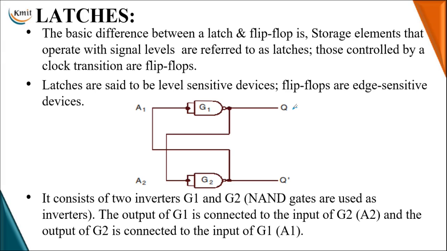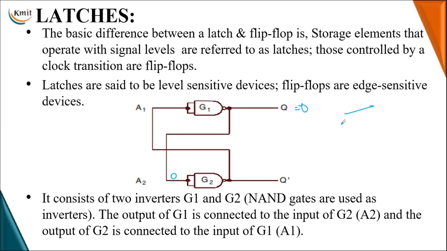If Q is 0, which I consider as the present state or the present output, then since the output of G2 is connected as the input of G1, and Q is 0, the A2 input becomes 0. When A2 becomes 0, the inputs connected to G2 become logical 0.